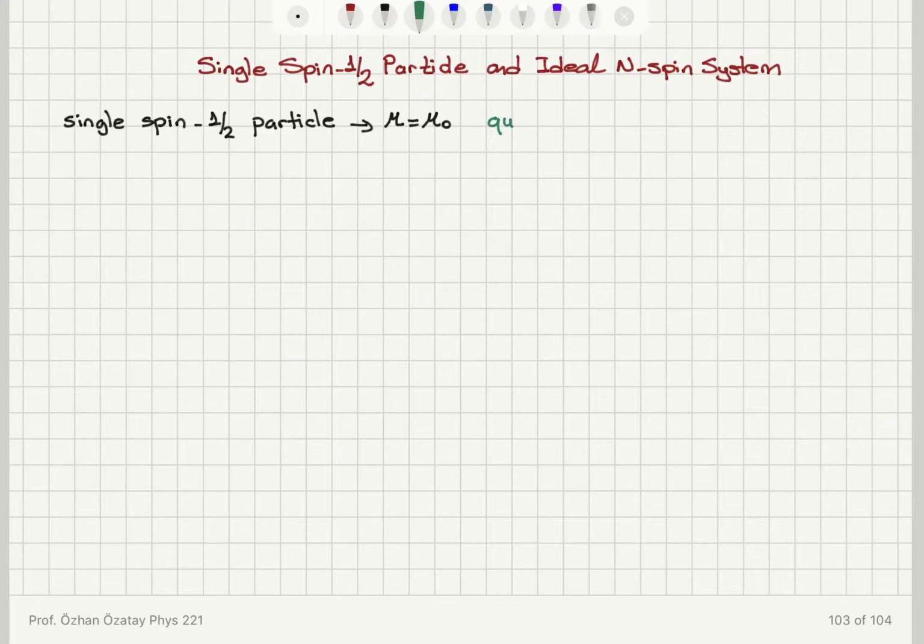So I'm defining this quantum number sigma such that sigma is equal to +1 if the magnetic moment is up, and it is equal to -1 when the magnetic moment is down. So I can figure out the energy of the system when there is an applied magnetic field. If there is an external magnetic field in the up direction, and the state of the system is such that the quantum number sigma is +1, that means the magnetic moment is pointing up.